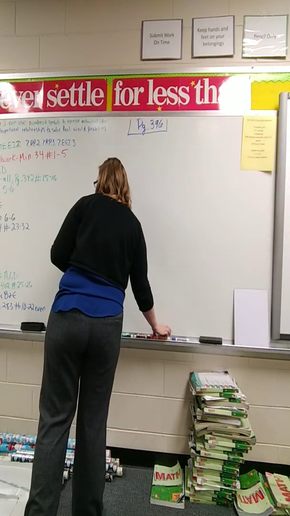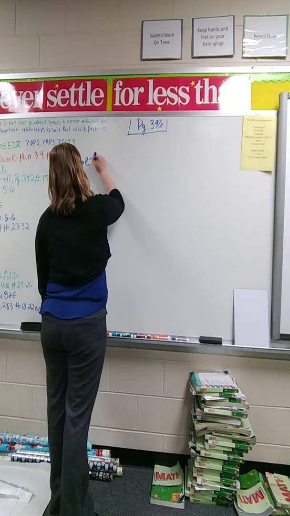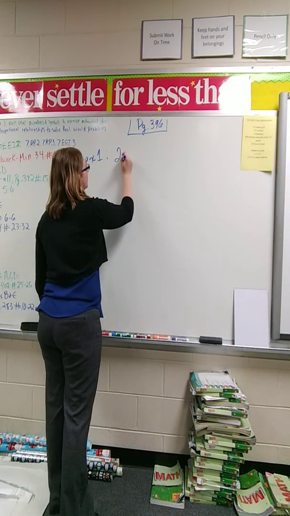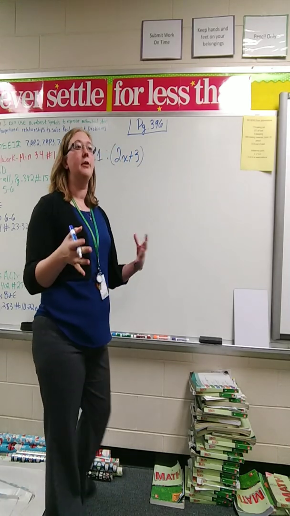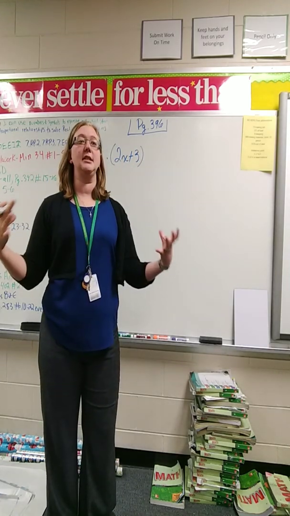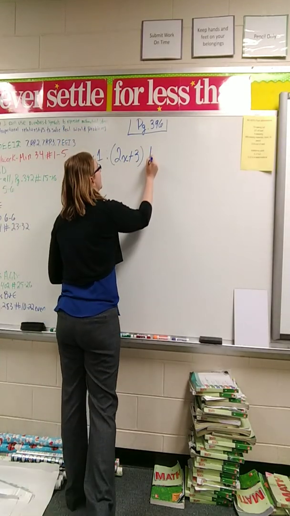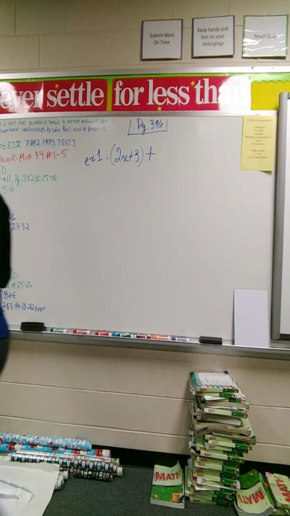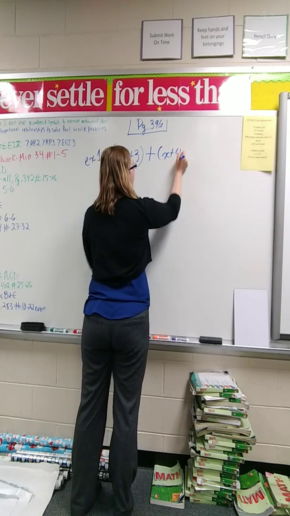If we look at example 1 on page 396, we have the two expressions, 2x plus 3. That's one expression. We know that that's an expression because it has parentheses around it. That is grouped together as one thing. And we are going to add to that x plus 4. Okay.